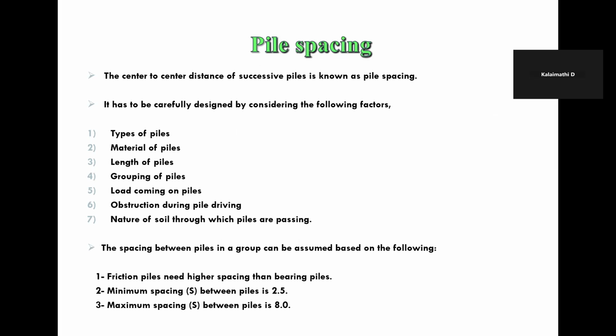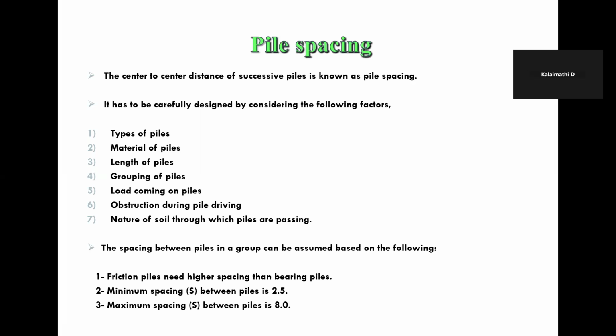Pile spacing. The center to center distance of successive piles is known as pile spacing. For determining this pile spacing, we have to consider the following factors. Those are type of piles, material of piles, length of piles, grouping of piles, load coming on piles, obstruction during the pile driving, nature of soil through which piles are passed.